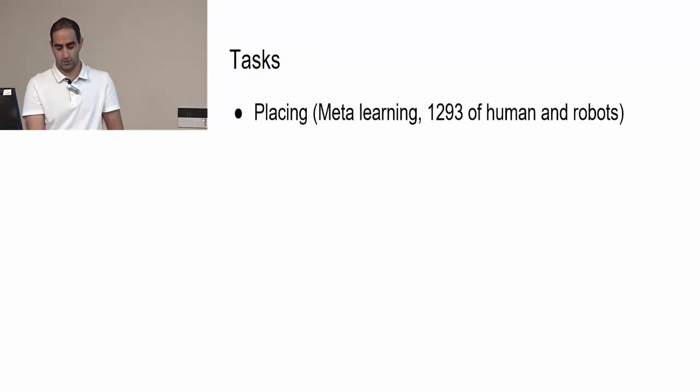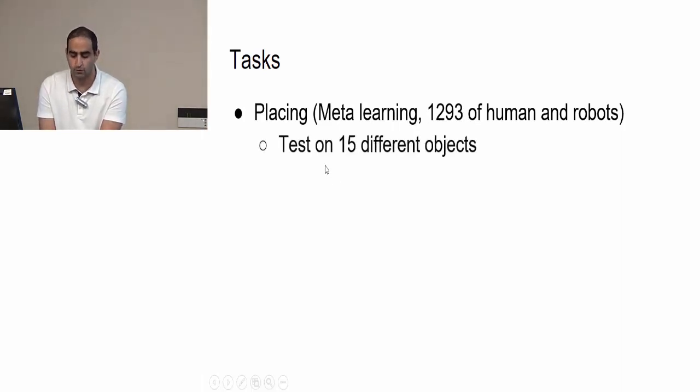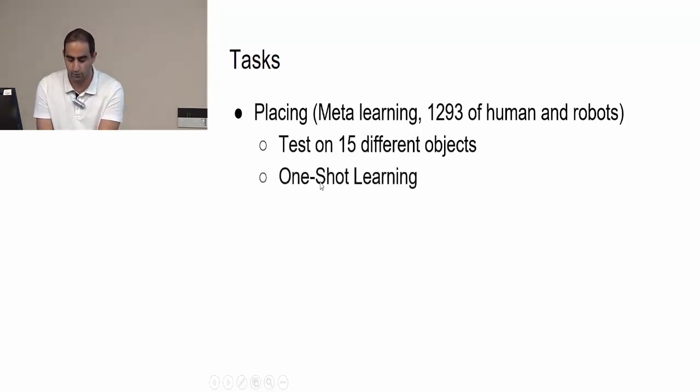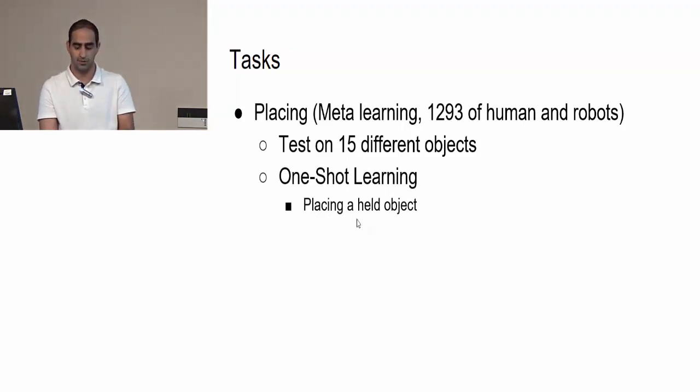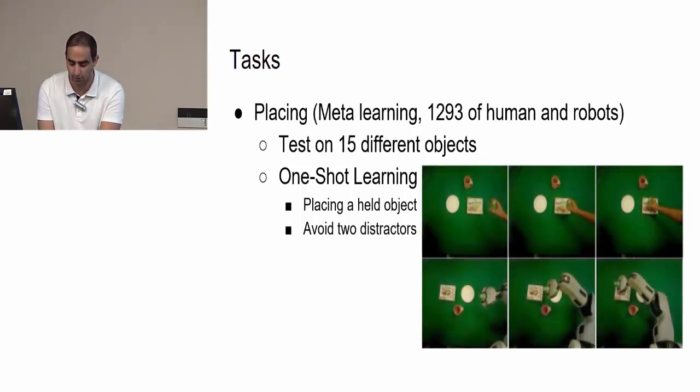What are the tasks? One of them is placing, and during training we have 293 human and robot demonstrations, and we test on 15 different objects which were never seen during training. And we perform one-shot learning, and we have to place a held object into a container while there are two other containers, and we have to avoid those two distractor containers. So here we should put this object into the container, and we should not put it into the two other distractor containers.